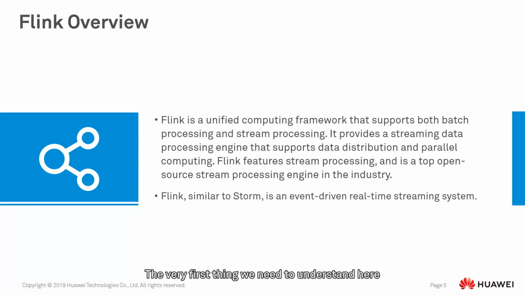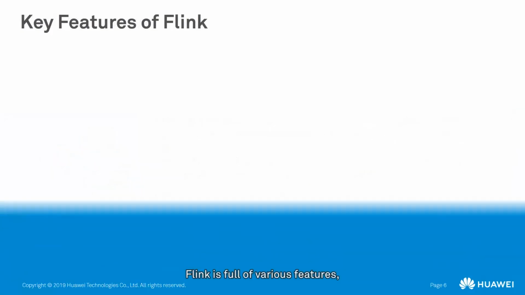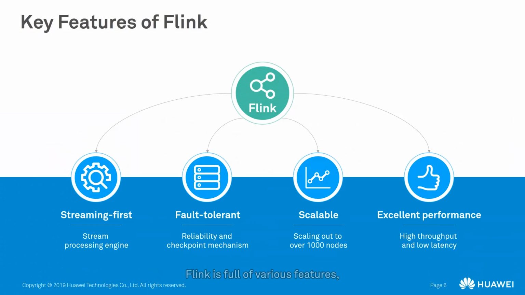The very first thing we need to understand here is Flink is based on the streaming first principle, which means it's a real streaming processing engine and it's not a fast processing engine that collects streams as mini batches. Flink considers batch processing as a special case of streaming, whereas it is vice versa in the case of Spark. Flink is full of various features. Flink features stream processing, and it's a top open-source stream processing engine in the industry.